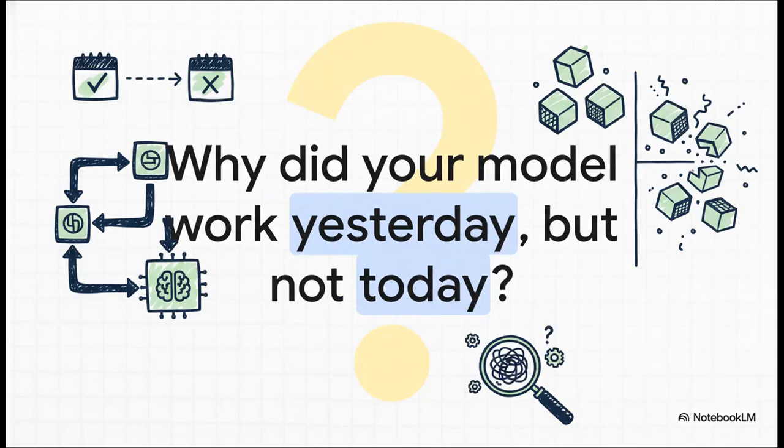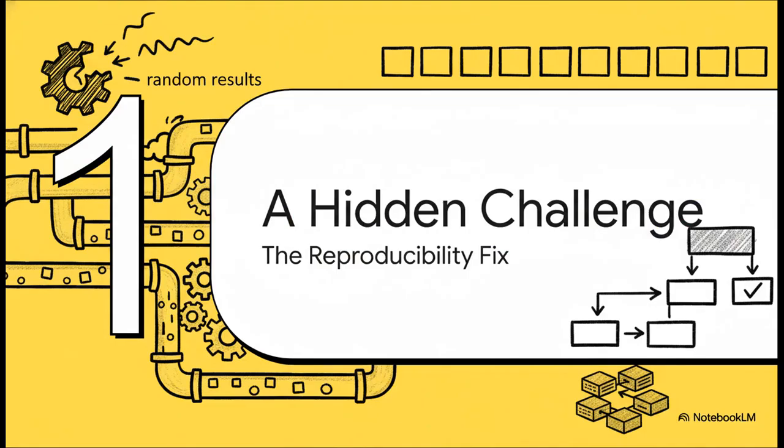So, we've all been here, right? You've got a model, it's working great, giving you fantastic results. You come back the next day, maybe a week later, you run the exact same script, and suddenly the results are totally different. It's a complete nightmare, super frustrating, and it points to this huge hidden challenge that we all face in ML apps.